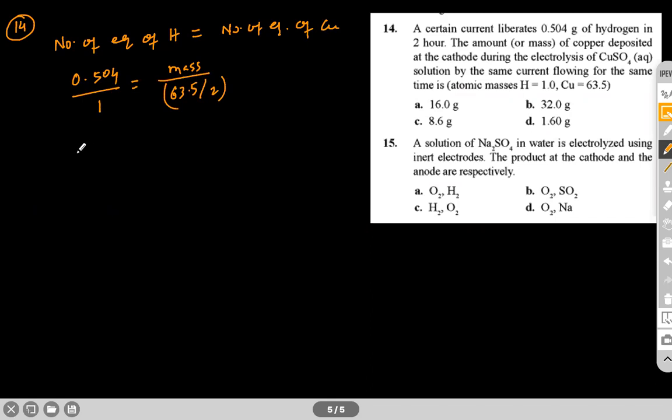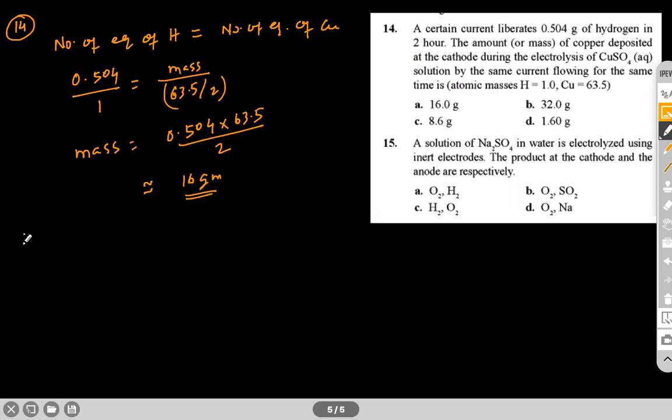So when you solve this, the mass of copper is equal to 0.504 into 63.5 divided by 2. So 0.25, that would be 1 by 4. So 15, 16 around we'll get. Around 16 approximately. Right, so the mass is approximately 16 gram will get deposited.